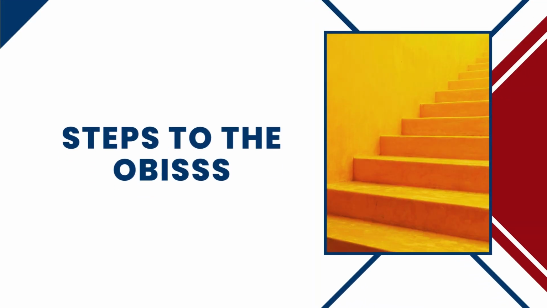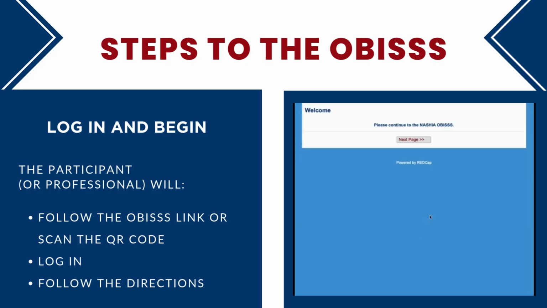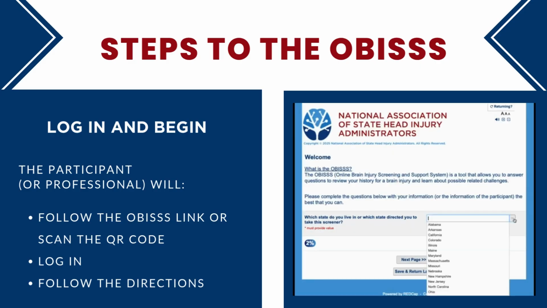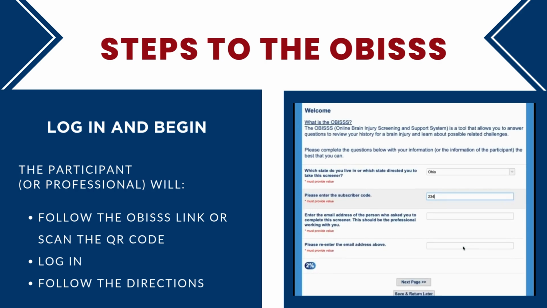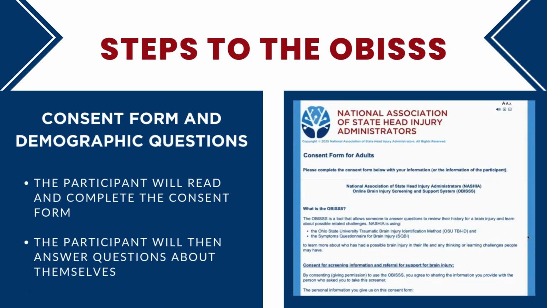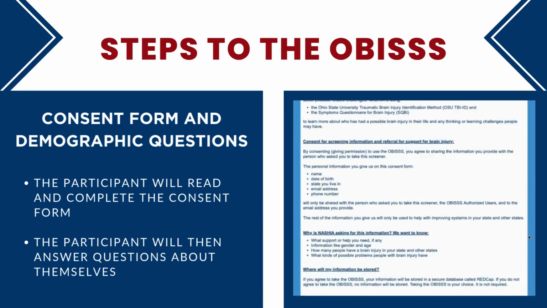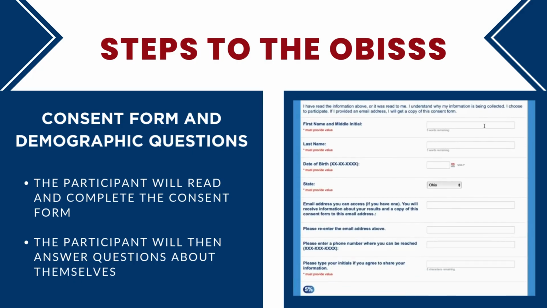Steps to the OBISSS. First, you will log in and begin. The participant or professional will follow the OBISSS link or scan the QR code. Log in with the provided information and follow the prompts or directions. The consent form and demographic questions are next. The participant will read and complete the consent form. The participant will then answer questions about themselves.